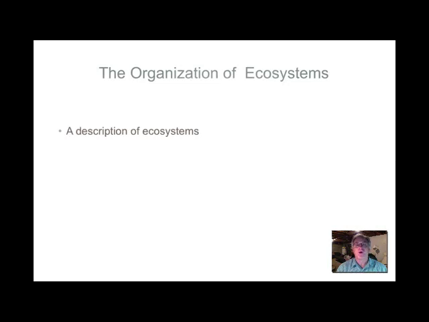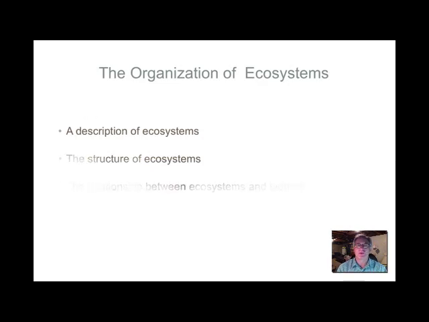Let's first work off some kind of description. That's what we're going to try to pull off first, as we deconstruct an ecosystem, to understand how we would describe an ecosystem. Second of all, we want to take a look at the structure. What makes up a good ecosystem? What are the components of it?